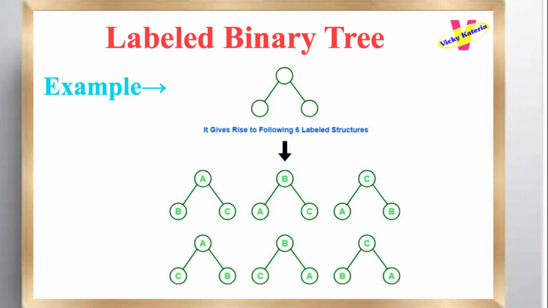Each unlabeled structure gives rise to 3 factorial equals 6 different labeled structures. Similarly, every other unlabeled structure gives rise to 6 different labeled structures. Thus, in total 30 different labeled binary trees are possible.